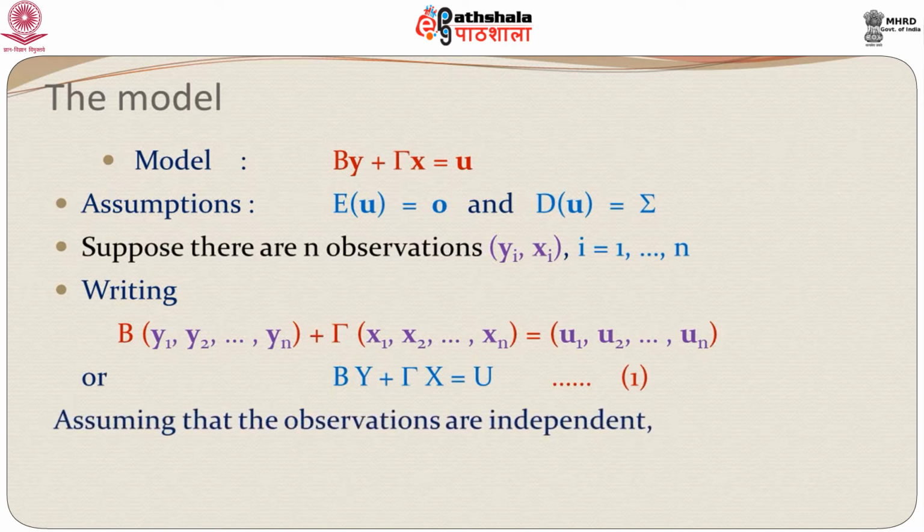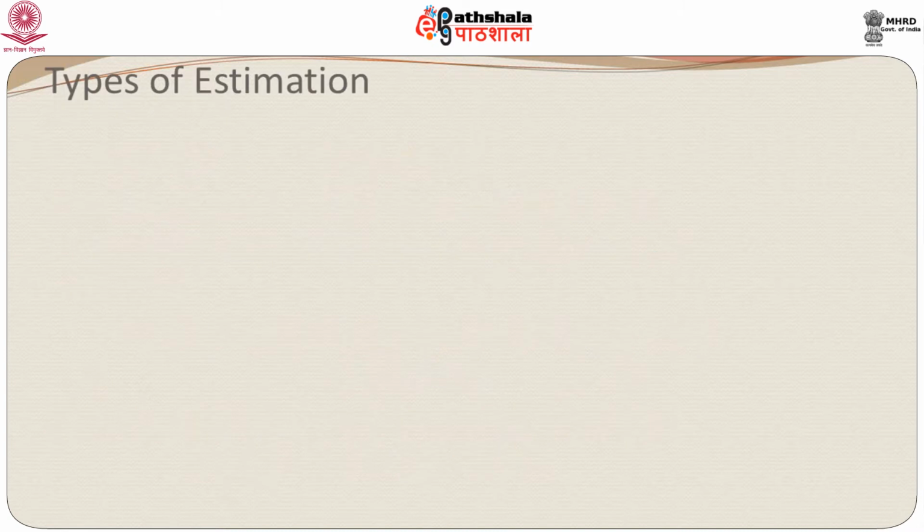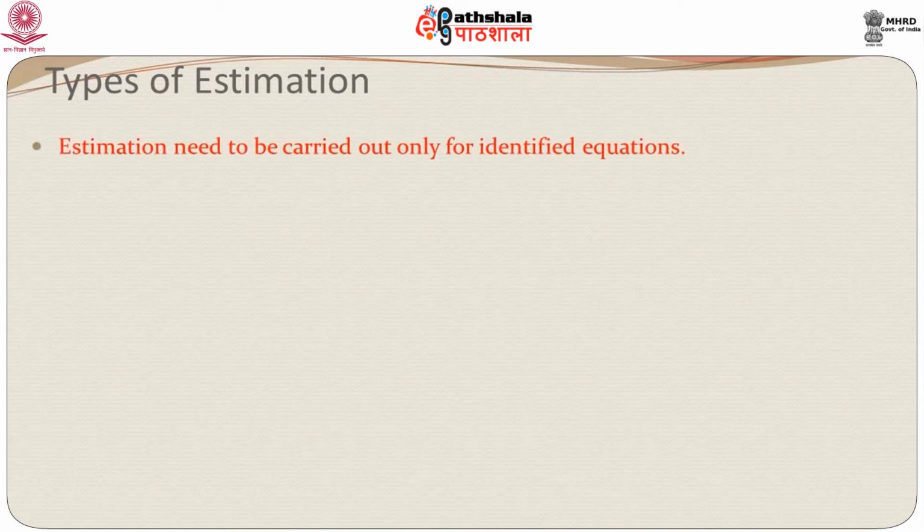Assuming that these n observations are independent, expectation of u of course is always going to be 0, but the dispersion, assuming independence, would be the Kronecker product of Sigma with the identity. Now, this would be the basic setup. Estimation, remember, needs to be carried out only for the identified equations. So, if an equation is not identified, we do not carry out its estimation.